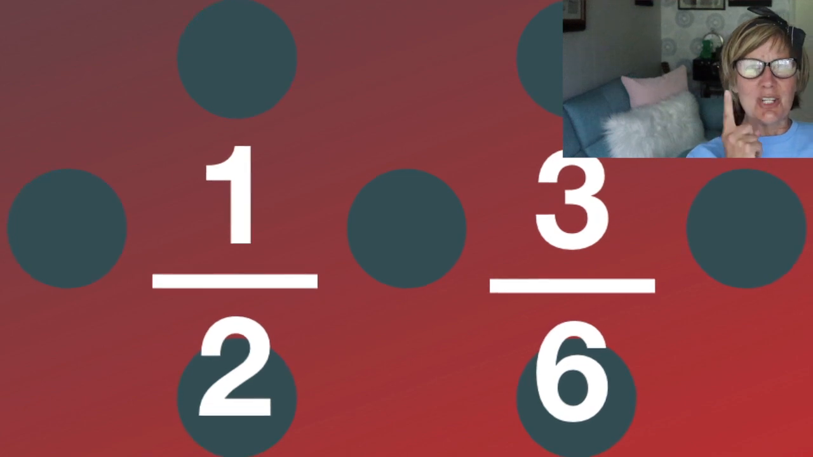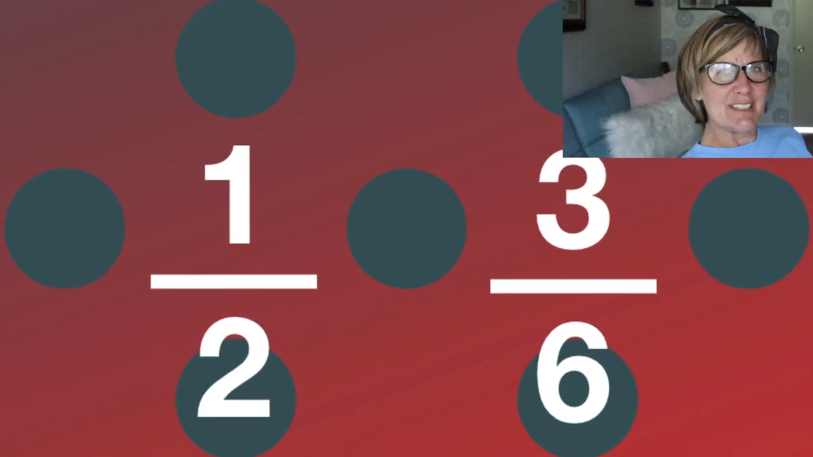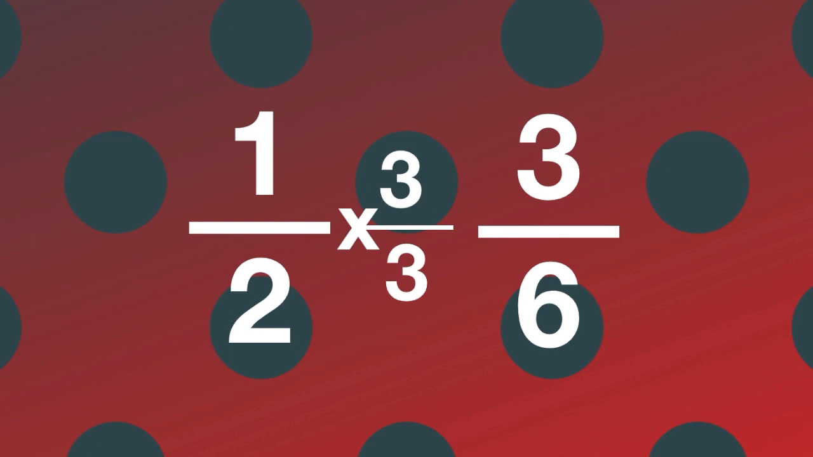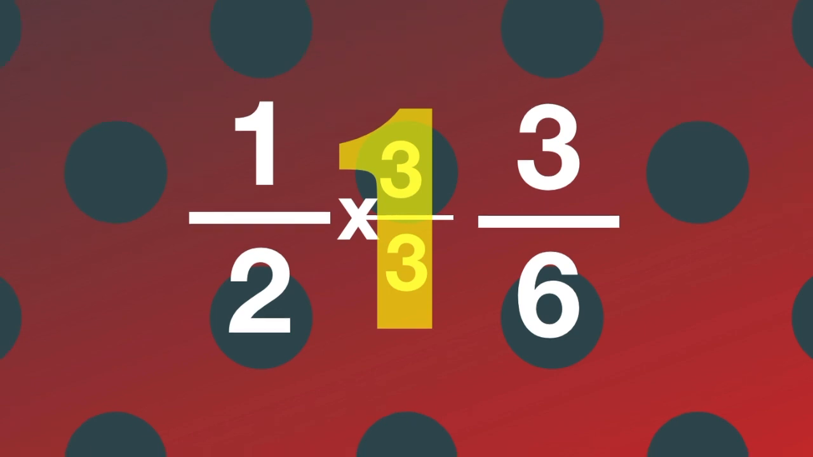You're doing this? You're right! They're equivalent. Because to get from 1/2 to 3/6, you could take 1 times 3 to get to the 3. 2 times 3 is 6. So that means you multiplied by a form of 1. You multiplied by 3/3 to get from 1/2 to 3/6.